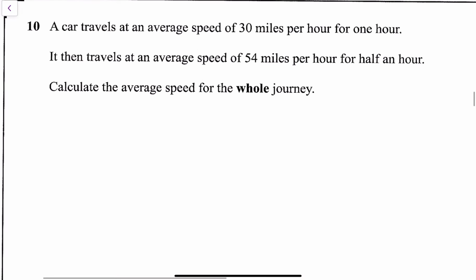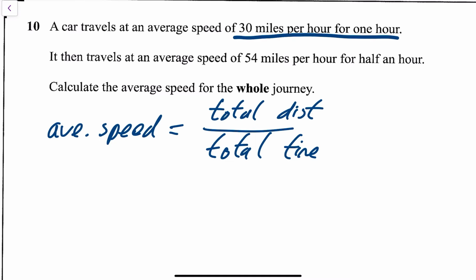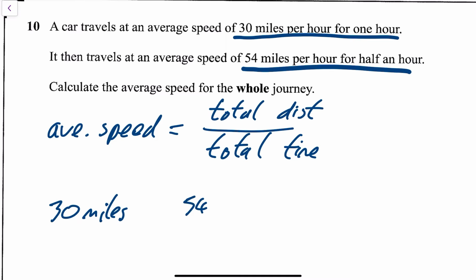A car travels at an average speed of 30 miles per hour for 1 hour, then at an average speed of 54 miles per hour for half an hour. Calculate the average speed for the whole journey. Average speed is equal to total distance divided by total time. The total time is an hour and a half. 30 miles per hour for 1 hour means you've gone 30 miles. 54 miles per hour for half an hour means you've gone 54 divided by 2, which is 27 miles.